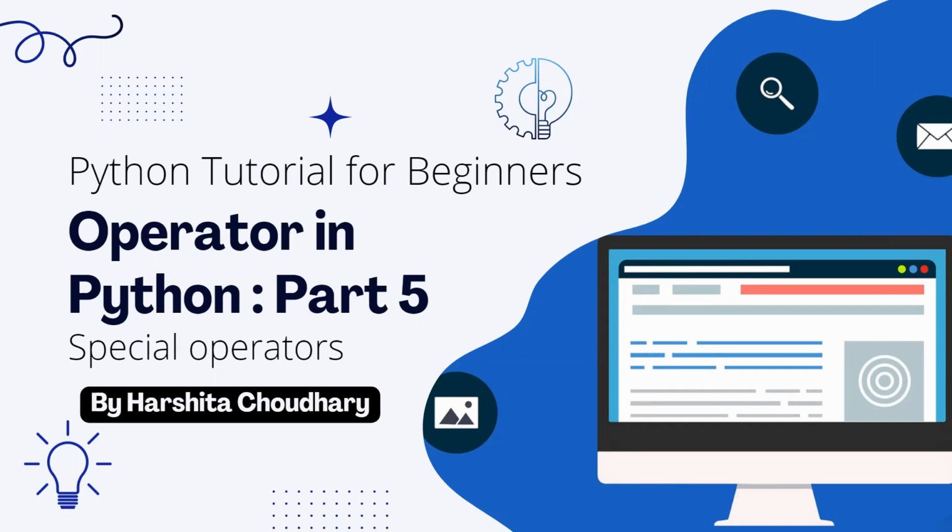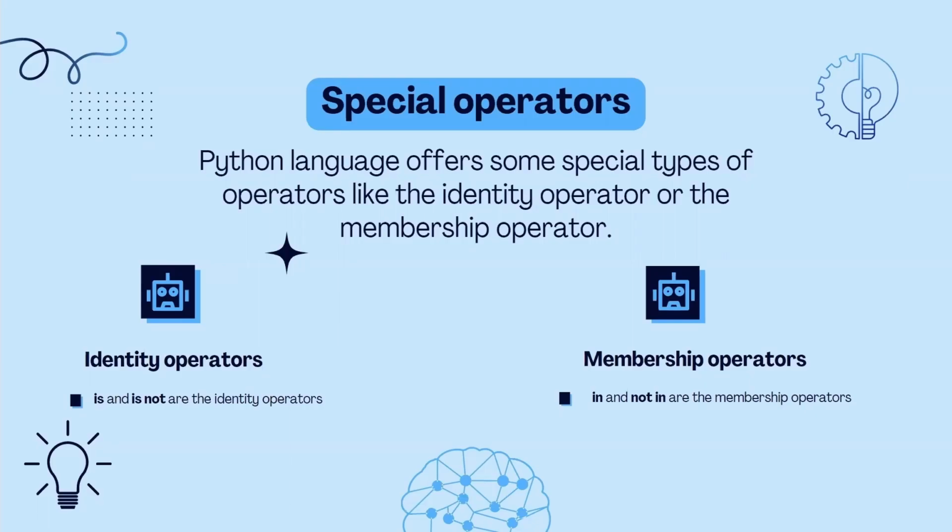So let's get started with special operators in Python. Python offers some special types of operators, like identity operators and membership operators. Identity operators have two operators, is and is not. In membership, there are two operators, in and not in. Let's start with identity operators.